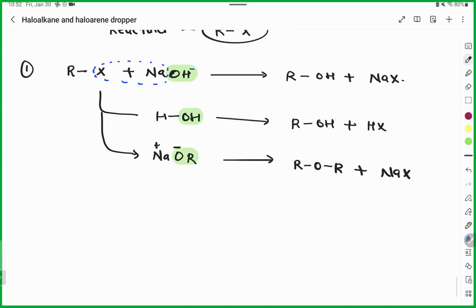So next, if the same thing reacts with NaI, Jordan, what will be the product? It'll be RI and NaX. Correct. And what is the name of this reaction?